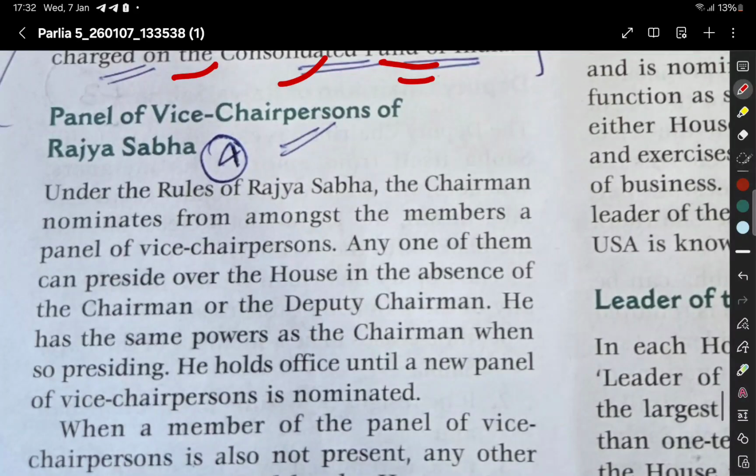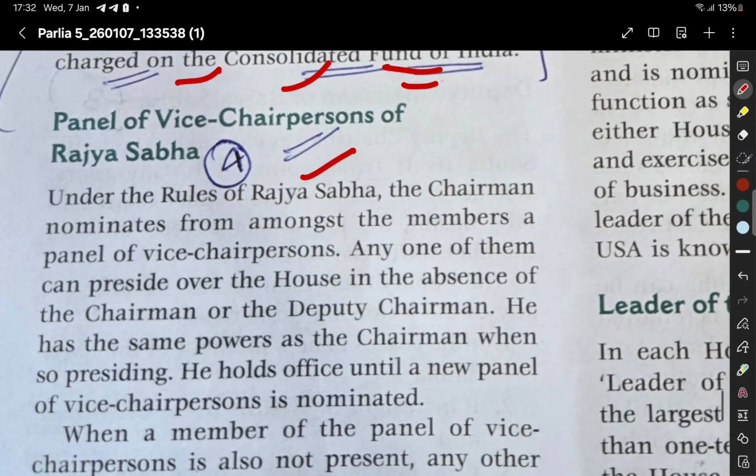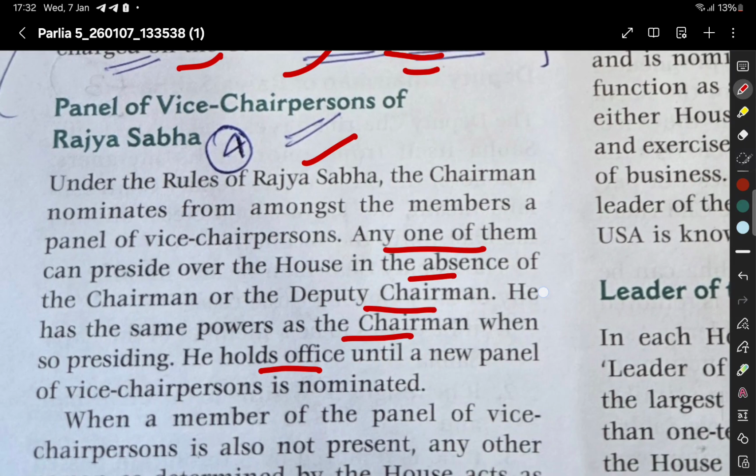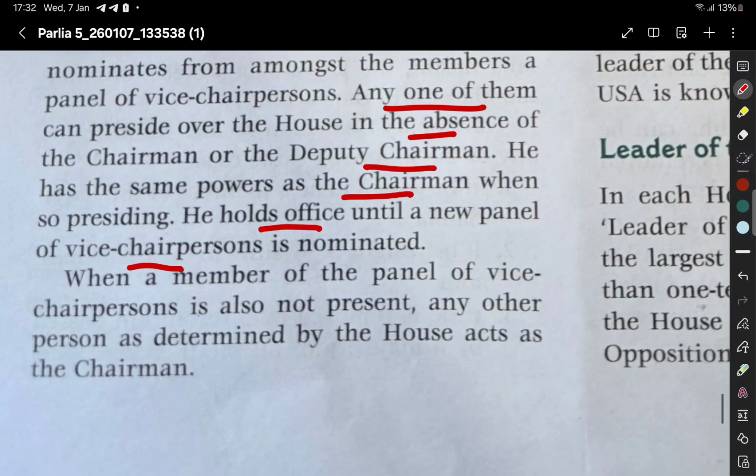A panel of Vice-Chairpersons of Rajya Sabha. Under the rules of Rajya Sabha, the Chairman nominates from amongst the members a panel of Vice-Chairpersons. Any of them can preside over the House in the absence of the Chairman or the Deputy Chairman. He has the same powers as the Chairman. When so presiding, he holds office until a new panel of Vice-Chairpersons is nominated.